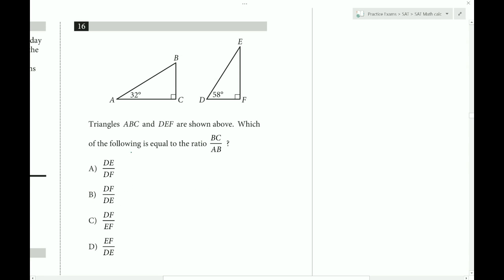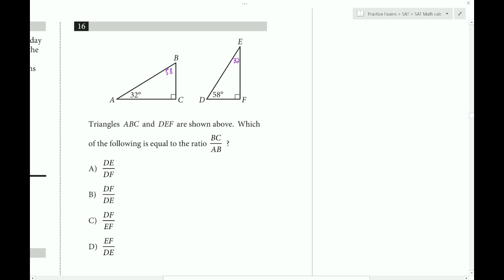These triangles are shown above. Which of the following is equal to the ratio of BC to AB? So here's BC, and here's AB. Okay. If you find the missing angle, you'll see that these are actually similar triangles, because this is a 32 here, right? These have to add up to 90 since you already have 90 out of the 180 accounted for. So you do 90 minus 58, and you'll find that's equal to 32. And similarly, here you'd get 58 for this angle.